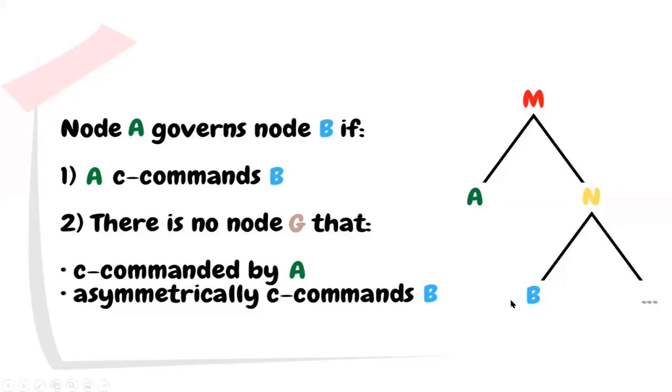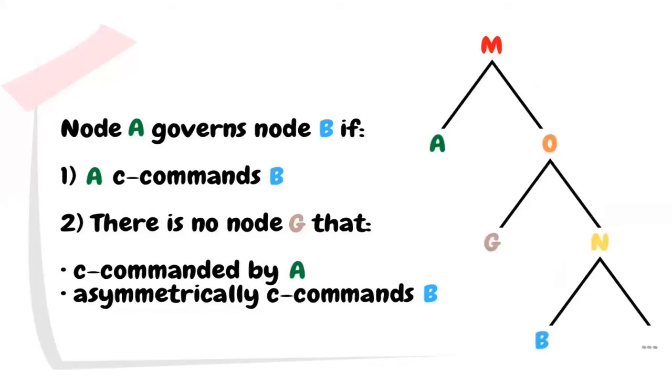Excellent, Sora. So in this tree, does A C command B? Yes. This is about the first condition, so the first condition is applied. Now, regarding the second condition, we notice that we do not have such a node. So A governs B. Now, what if we have that node in our tree? Let's see the next example.